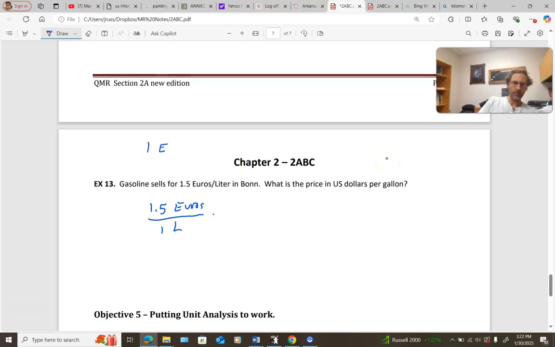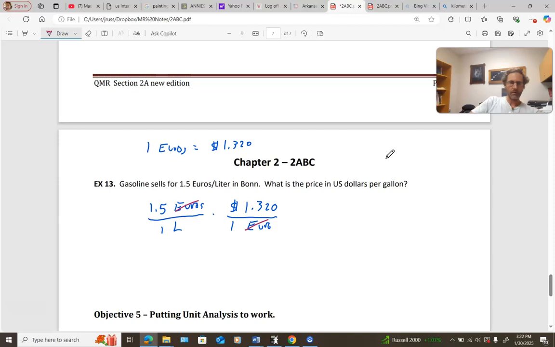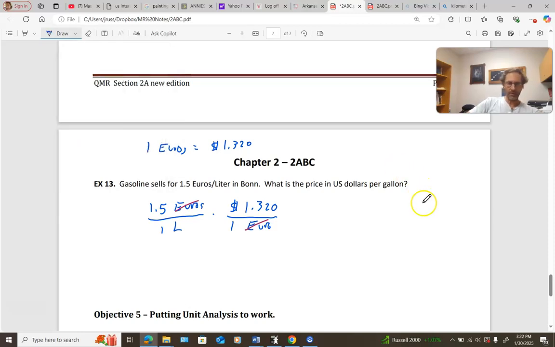So 1 euro is equal to $1.320. And I'm going to go ahead and plug that in. So I want my euros to cancel. So I'll put this in the denominator and then my number of dollars in the numerator. And I'll go ahead and divide out the euros. Now that's going to leave us with dollars per liter.